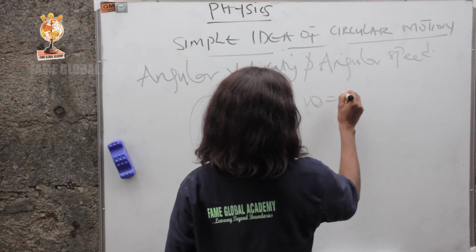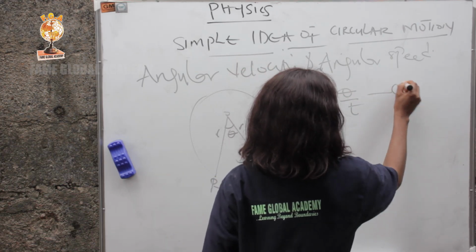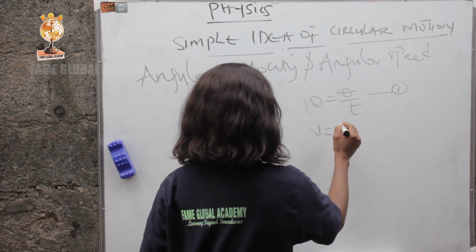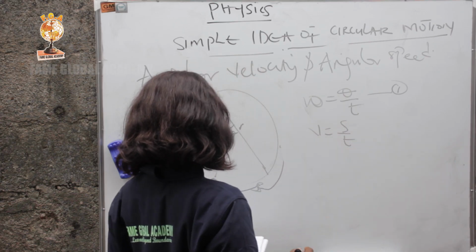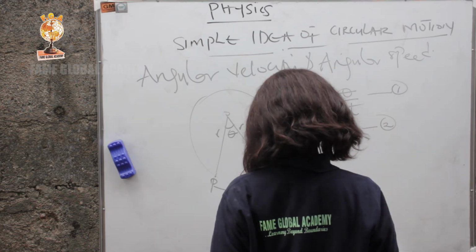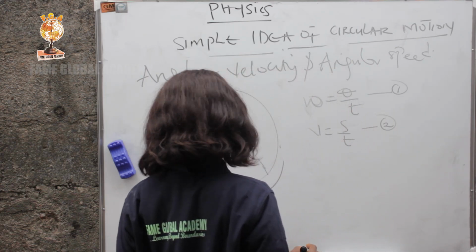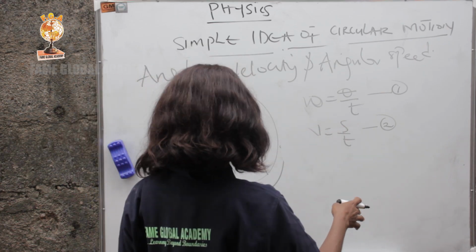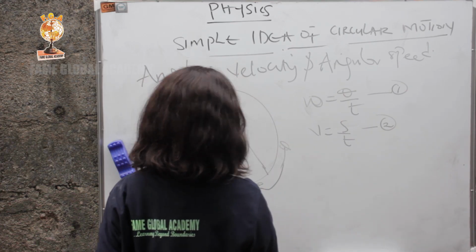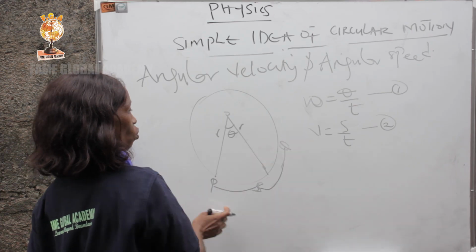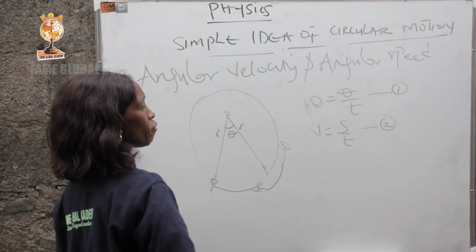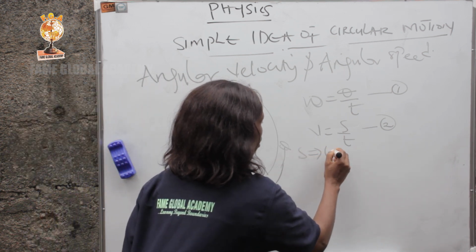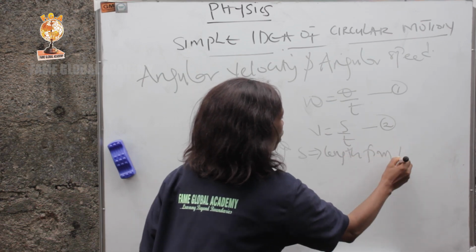W is equal to theta all over time. Let's say equation 1. And if I compare this to a linear velocity, which is V is equal to S over T, let's say equation 2. V is the velocity, speed, and S is the length from P to Q. S over time, where V is the velocity.